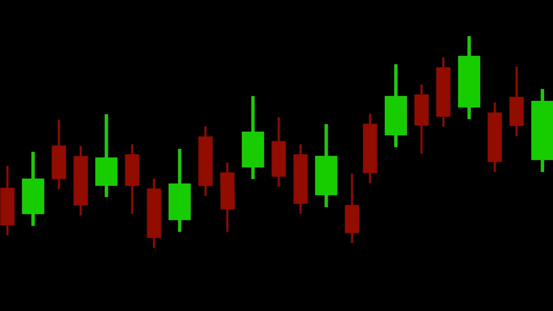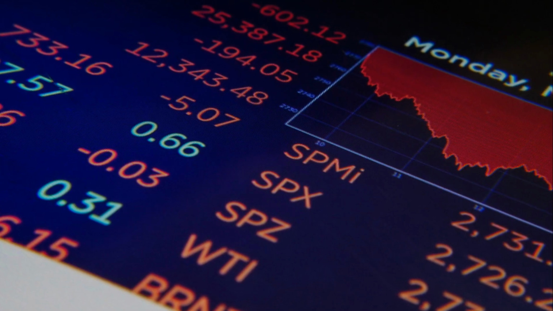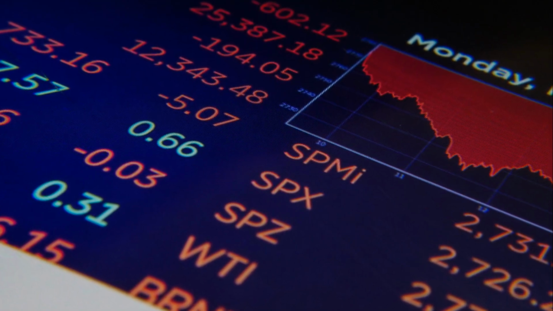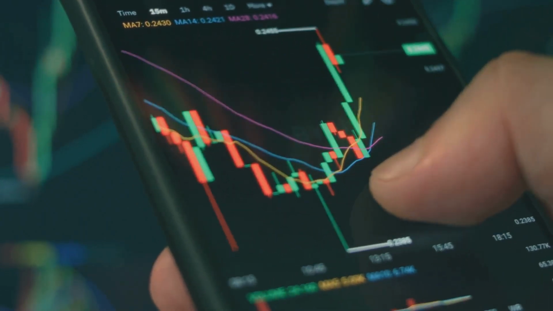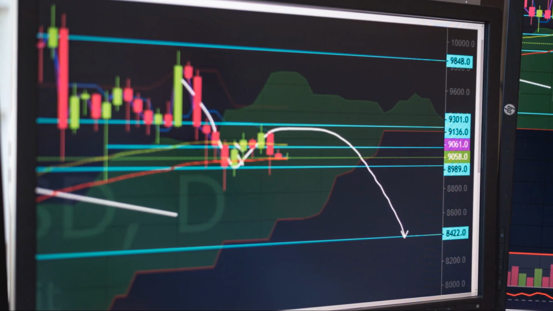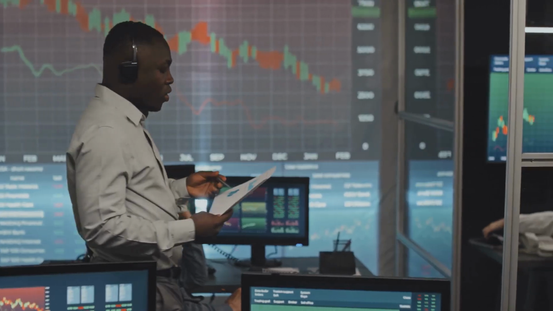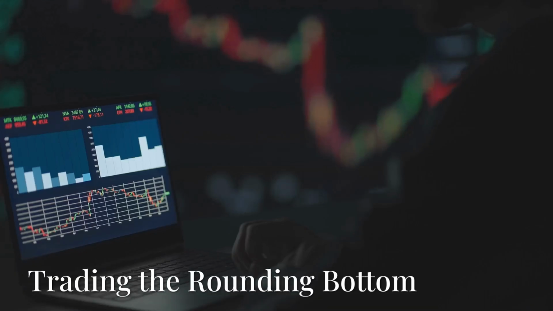Let's talk about the rounding bottom pattern. Imagine a stock beaten down on a long downtrend. Then, it starts to slowly curve, forming the base. Look for increasing volume as the price climbs. Volume confirms the bullish momentum. Patience is key for juicy returns.